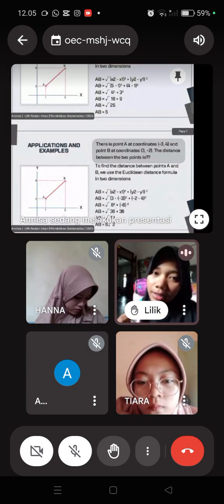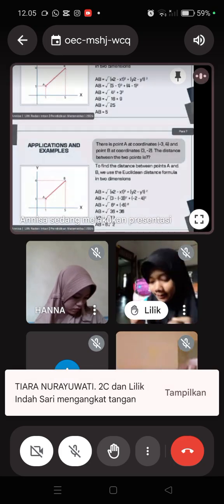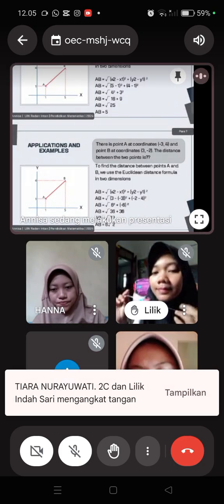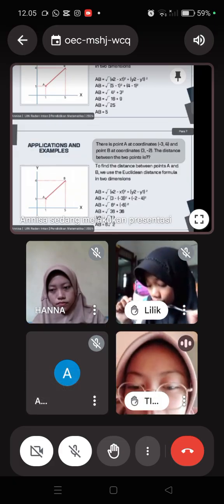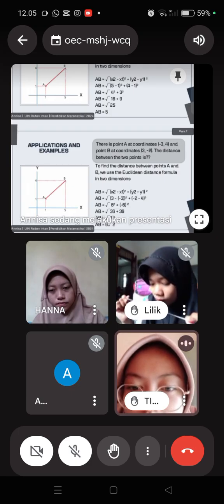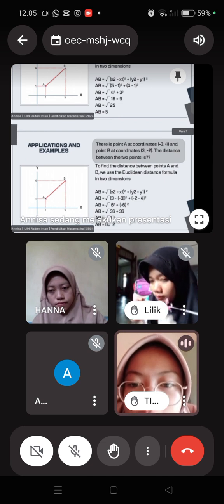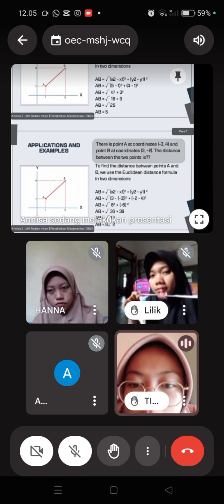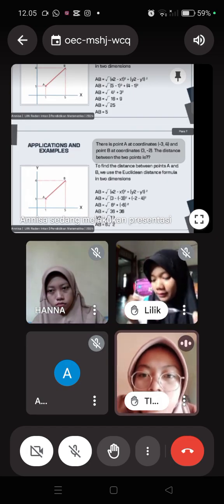Okay, Nisa, thank you. Okay, the last, Tiara. Okay, question for me. If both points have the same coordinates, how is the distance calculated and what is its meaning?